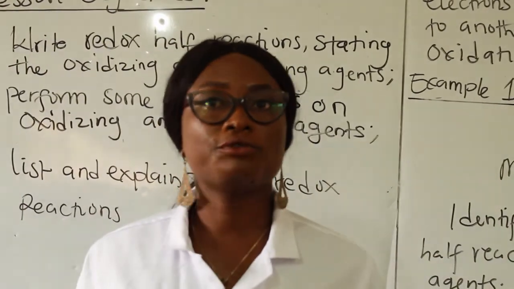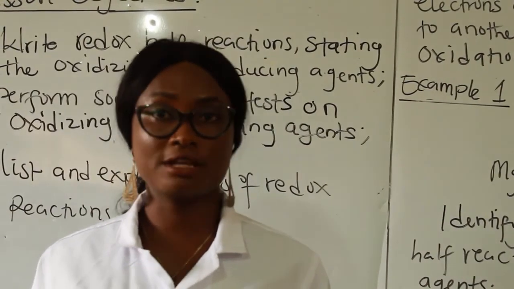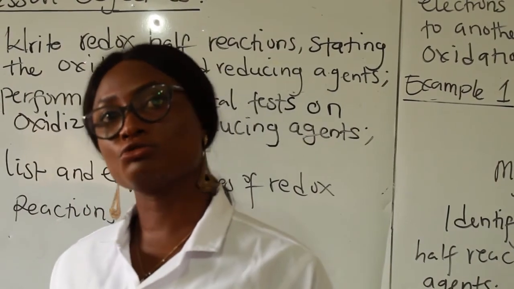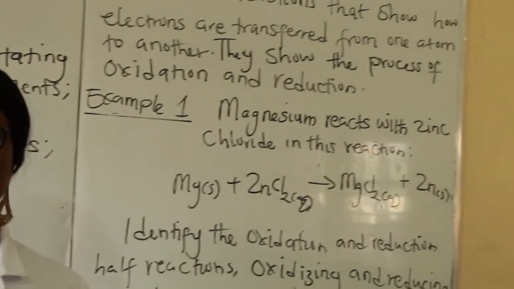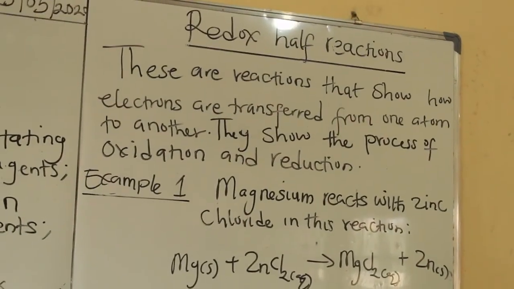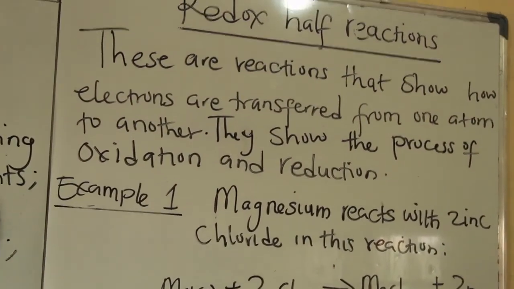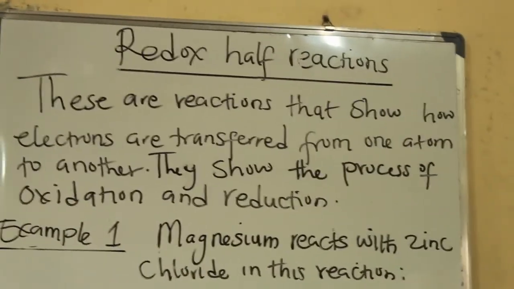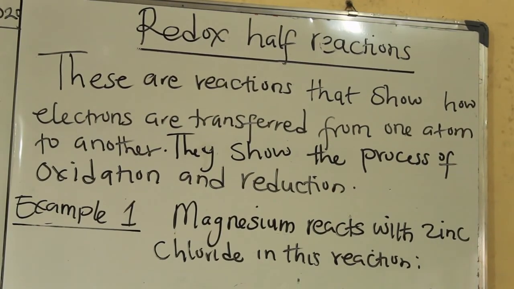But let me just remind you from our definition the last time. We defined redox reaction as a reaction that involves the transfer of electrons from one atom to another. So we're looking at redox half reactions. We looked at some examples of oxidation reaction and reduction reaction. Let me also remind you again that oxidation means loss of electrons, while reduction means gain of electrons. So today we'll be writing the redox half reactions.